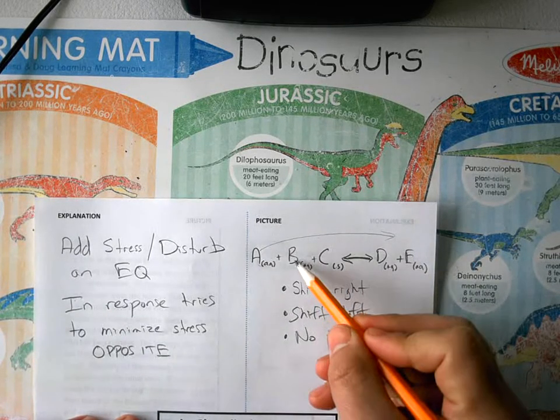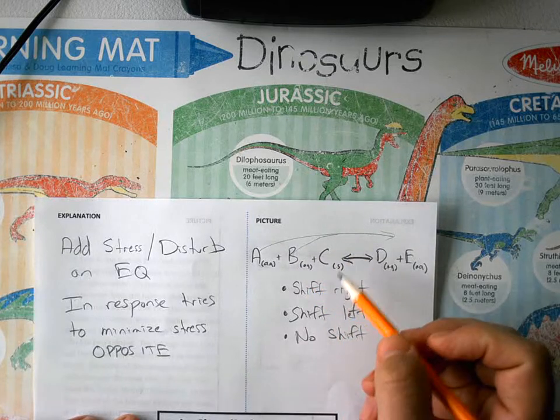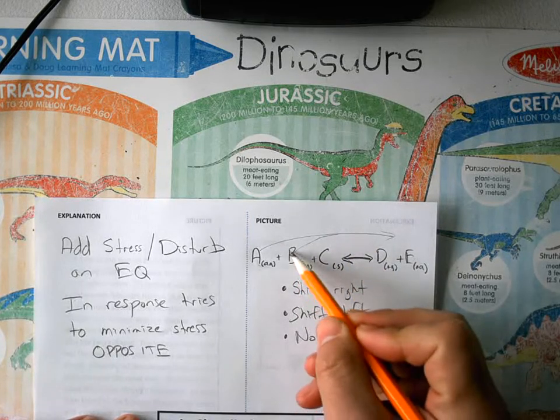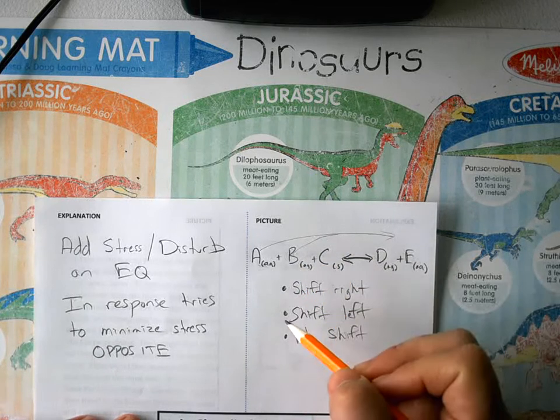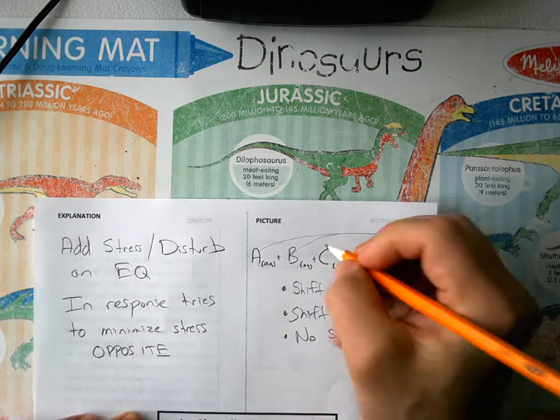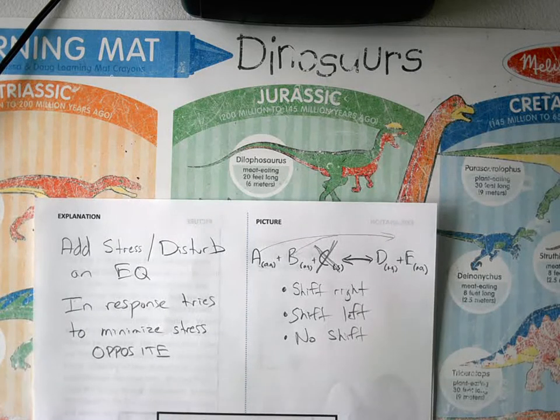So what happens if I add B? Well, you want to remove B as the opposite, so it would shift right. Now what happens if I take away B? The opposite of take away B is make B, so that means it would shift left. What if I add or remove C? C is a solid again. We're going to get rid of solids and liquids from this equilibrium expression right away.